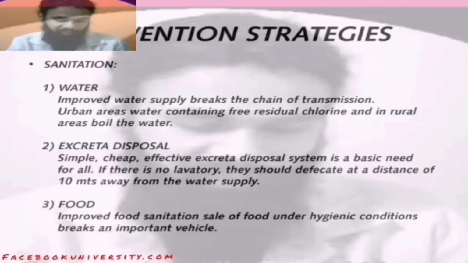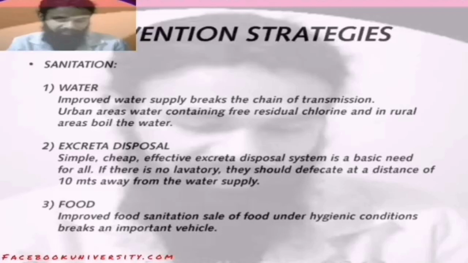So, prevention of diarrhea. What are those strategies? Sanitation, water, excreta disposal, and food. Improved water supply breaks the chain of transmission. In urban areas, water containing free residual chlorine, and in rural areas, boil the water. Excreta disposal: a simple, cheap, effective excreta disposal system is a basic need for all.